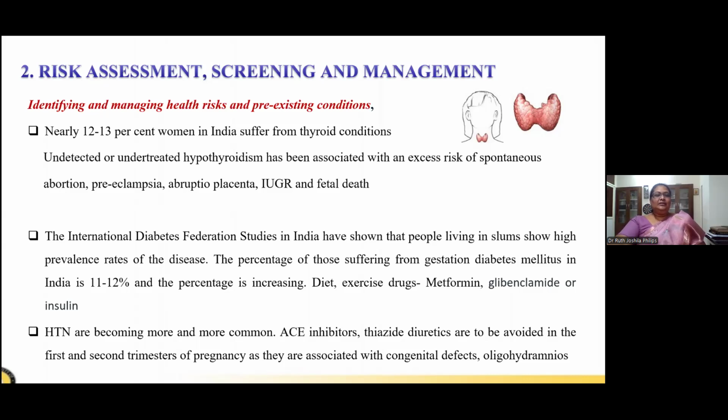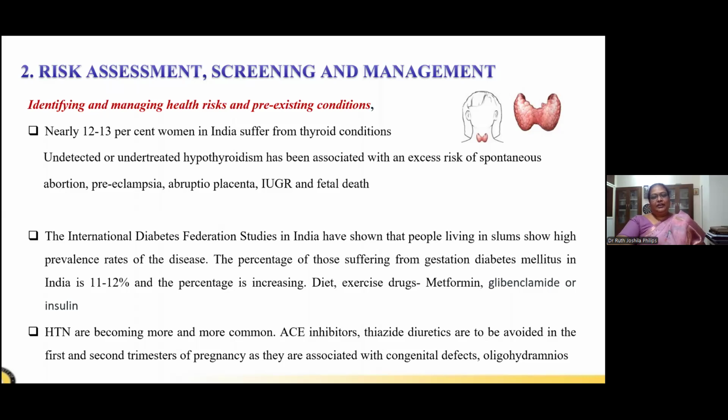The next important pre-existing condition that we need to think about is certainly hypertension. Again, hypertension is on the rise, especially in urban young women. And if the woman is already a known hypertensive, ACE inhibitors and thiazide diuretics should be avoided, especially in the first and second trimester. Calcium channel blockers can safely be used. So the research says that it is safe to use calcium channel blockers in the first and second trimesters to control pre-existing hypertension or even uncontrolled PIH, right?